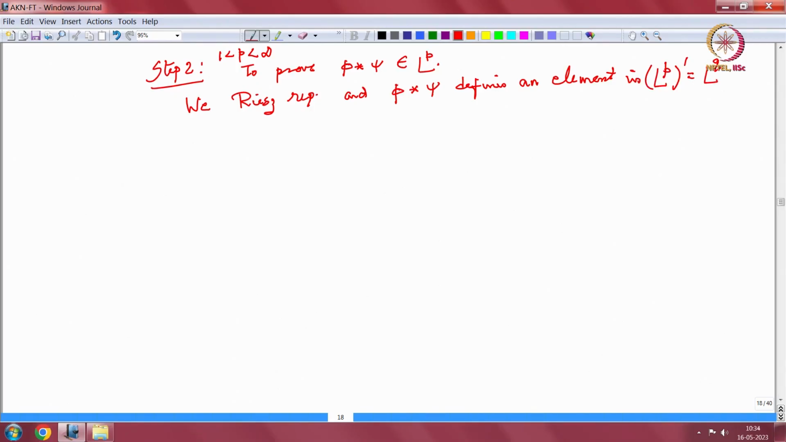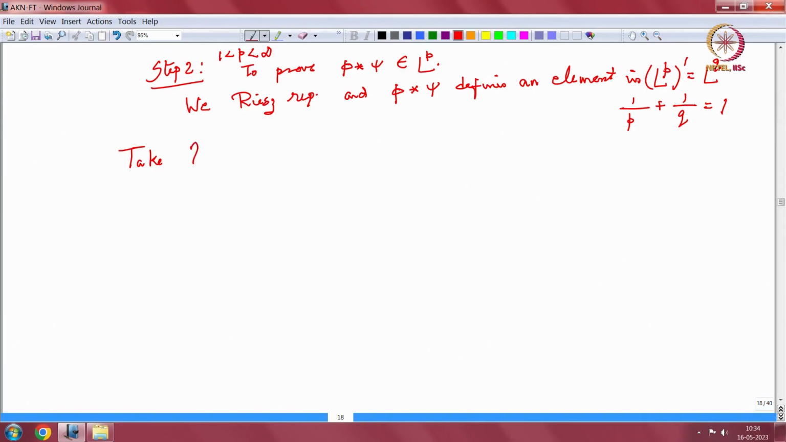To see it in LP, you see that it defines a continuous linear functional in the LQ dual, where 1 by P plus 1 by Q equals 1, and that is well defined here. So to do that, I have to define a linear functional using phi star psi. But phi star psi is not defined yet, so you can't just use that integral. You have to be careful here.